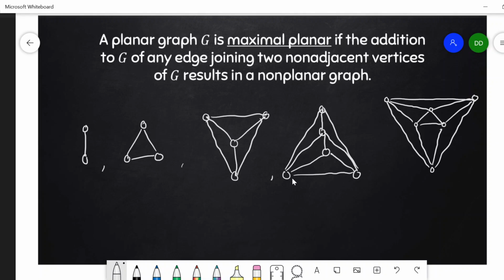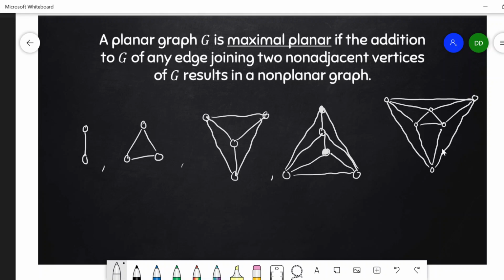Notice now if I add any edge, so finally we have a graph here where I could add some edges into it, right? For example, this vertex and this vertex are non-adjacent, and there is no way for me to add an edge between those two vertices. Any edge I add would necessarily make it non-planar. I would have some crossing.